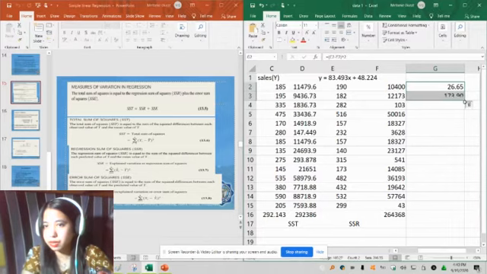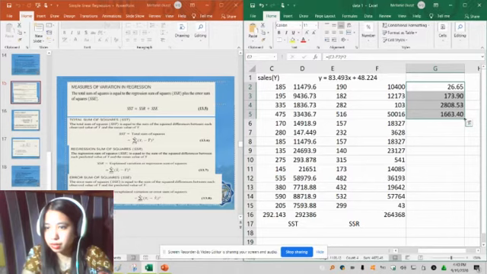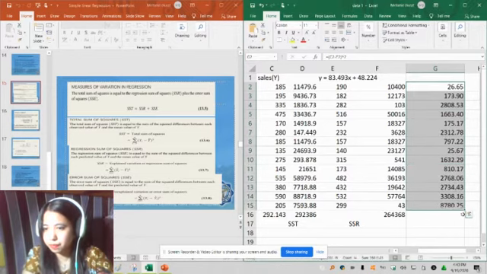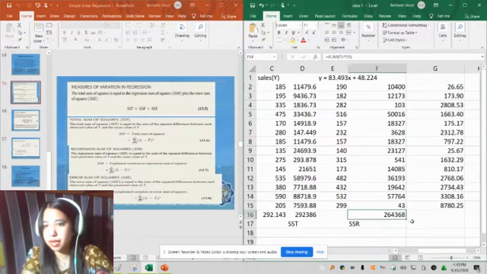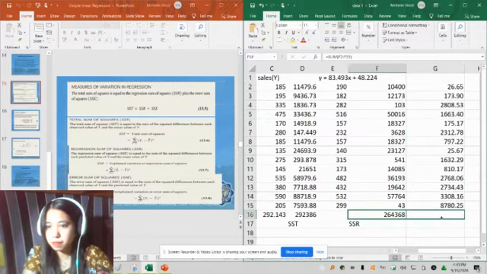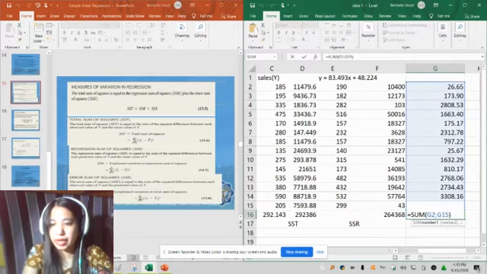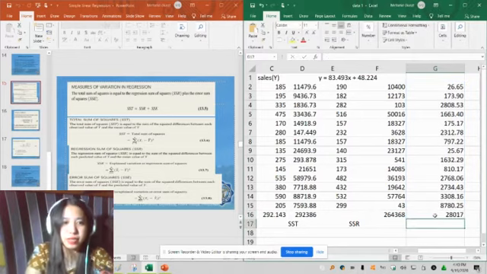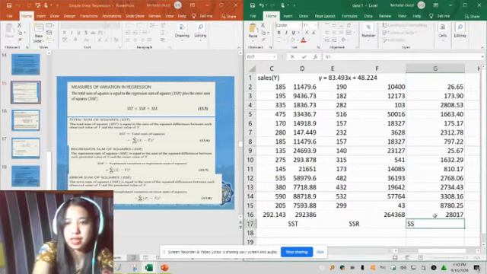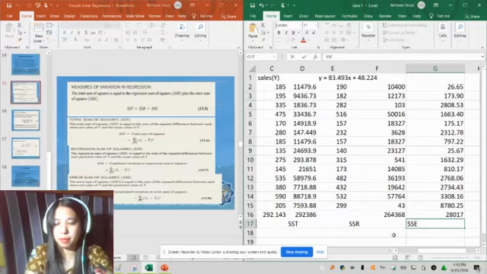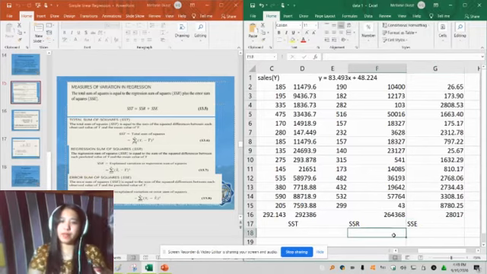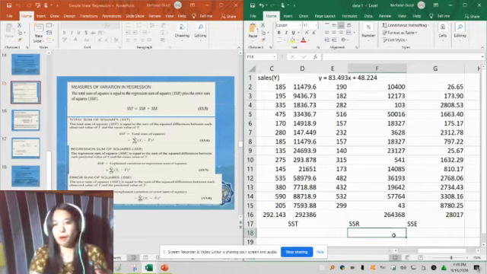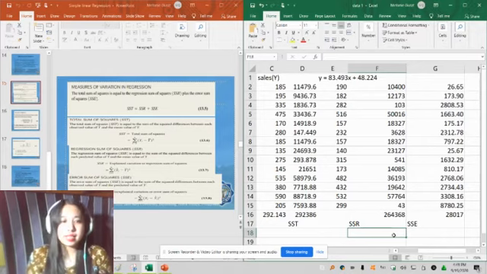And so let's drag this down. Okay, and get the sum. This is the sum. So you can just drag it, or you can enter the formula again. So this is the SSE. So we have the value of SST, SSR, and SSE.